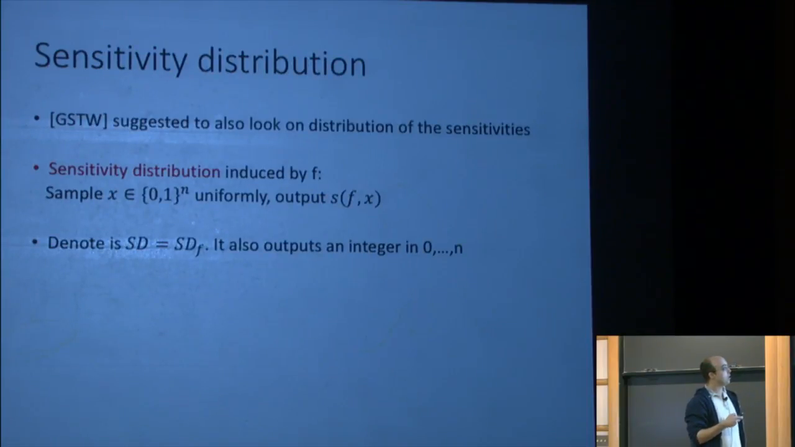Now here's another potential distribution to look at. This is also by this GSTW paper. Instead of looking at the maximal sensitivity, let's look at a typical sensitivity, the sensitivity of a typical point. We just sample a random point x and output its sensitivity, which is again an integer between 0 and n. So we have two distributions on integers from 0 to n. The question is, are they related to each other?